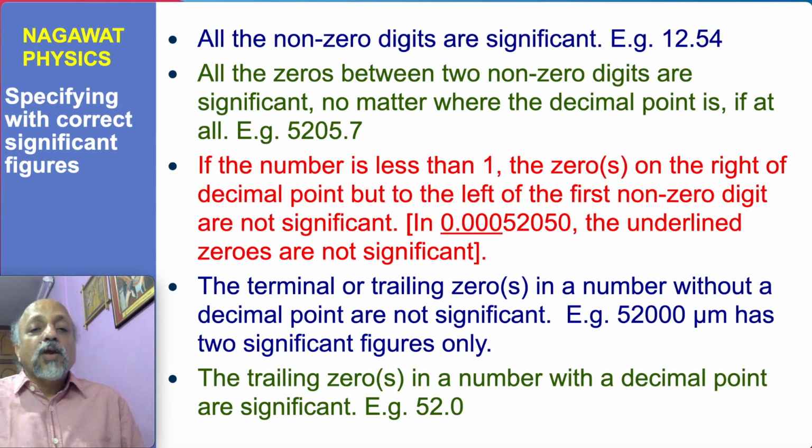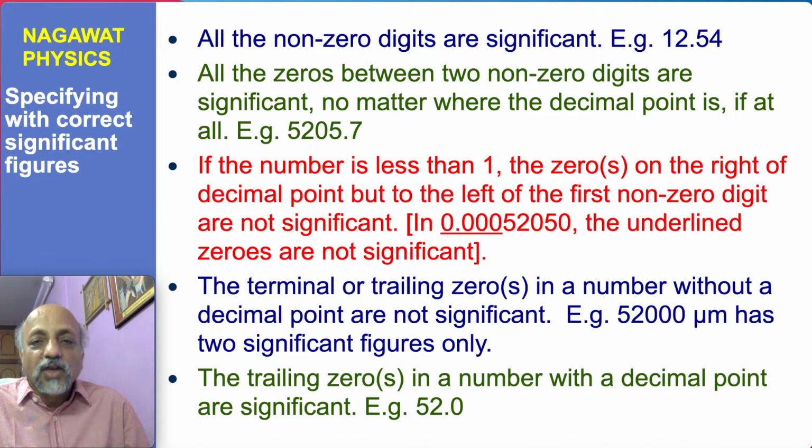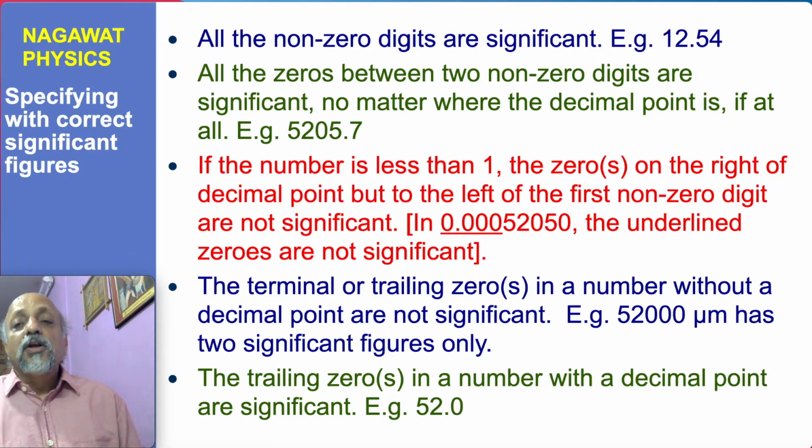So how to get the significant figures, how to read how many significant figures are there. For example, the expression 12.54 involves all non-zero digits, and all non-zero digits are significant. So if you are expressing some quantity as 12.54, then all the 4 digits are significant.